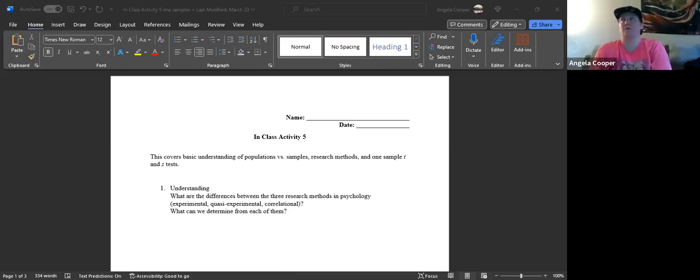So today what I'm going to do is go over the instructions for the fifth activity, because I really want you to have practice computing the differences between one sample Z tests and one sample T tests. I want you to be able to go through this activity. There's a mix of both; there are both Z tests and T tests in there.